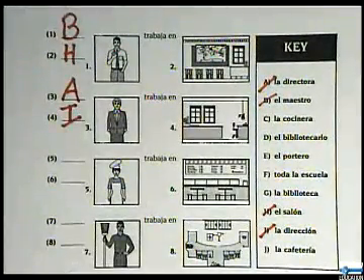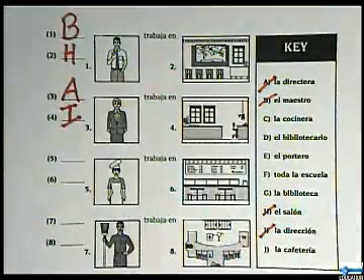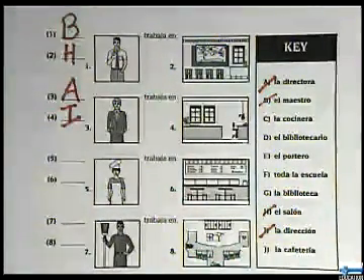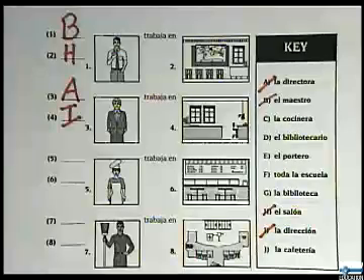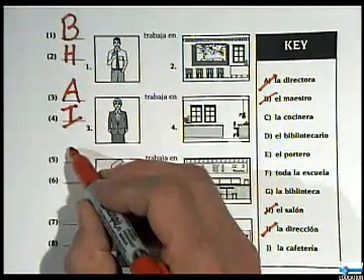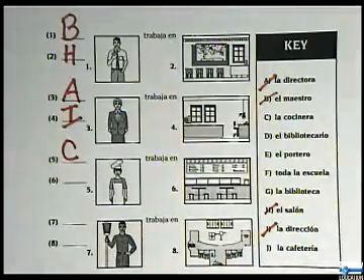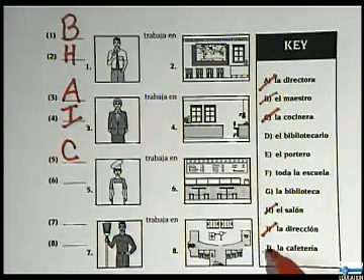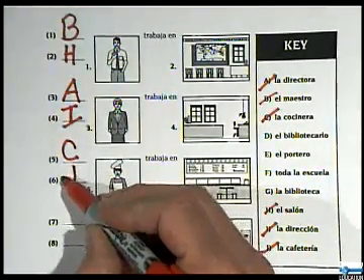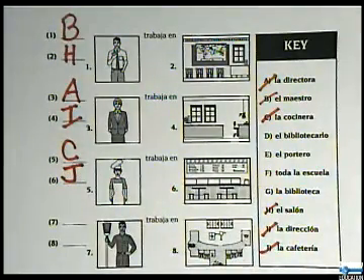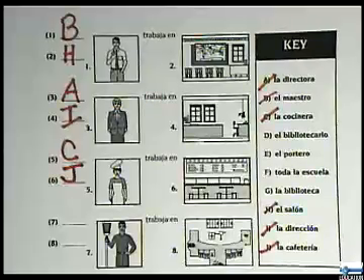Let's look now at 5 and 6. This person trabaja en this place. She would be la cocinera, letter C. And she works in this place, which is la cafetería, letter J. So there are your answers for those two. 5 is C, 6 is J.